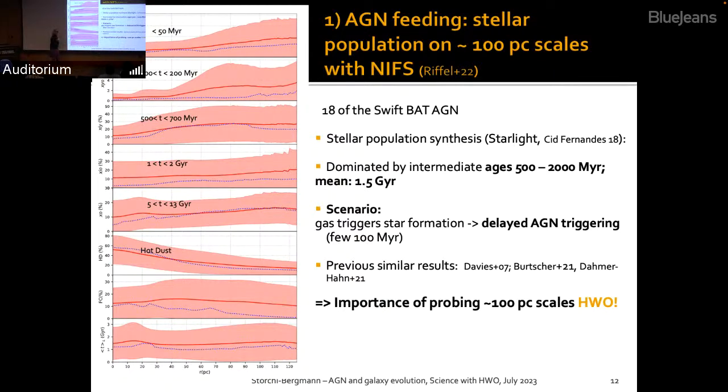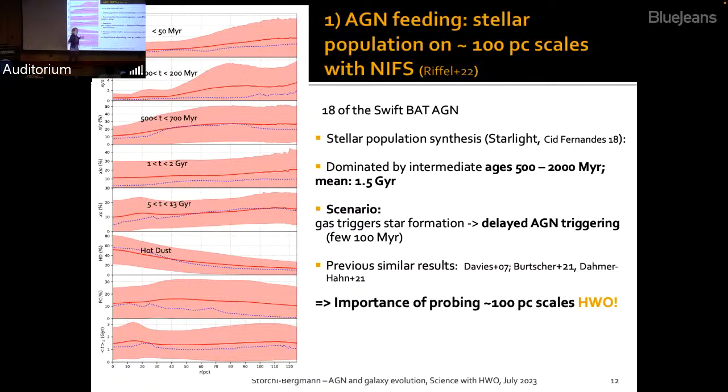And so what we concluded is that when you sample the inner 100 parsecs, the stellar population is dominated by intermediate ages, ages between 500 to 2000 mega years, with a mean age of 1.5 giga years.